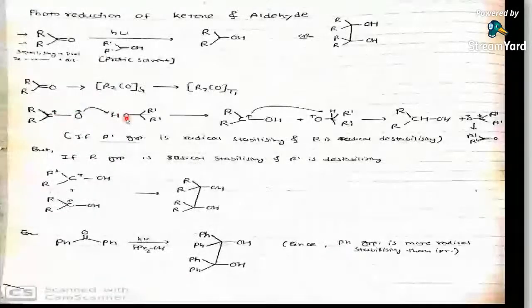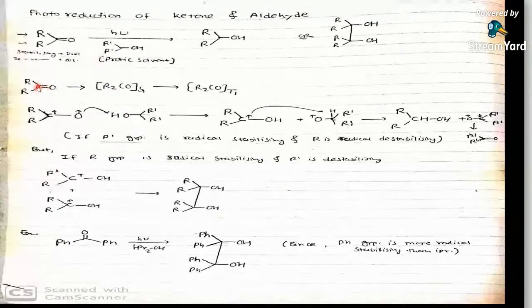Then we have seen the photoreduction of ketones and aldehydes, where if the alkyl group of the reactant is radical stabilizing, then it will give you the diol structure, and if it is radical destabilizing, then it will give you the primary alcohol. For that, we have taken the example where the phenyl group is radical stabilizing as compared to the isopropyl group. So they are giving you the diol structure.